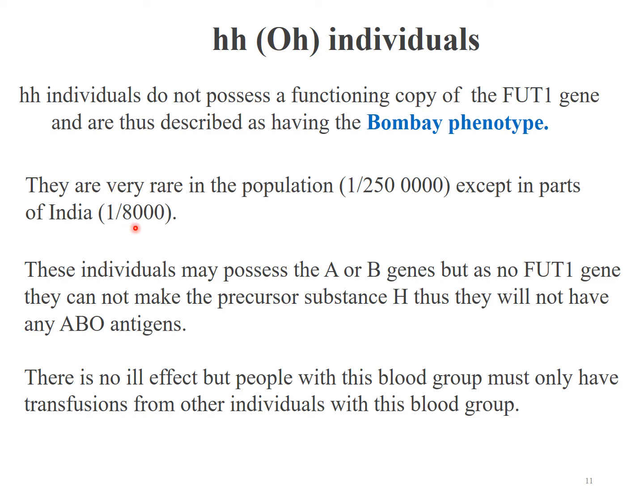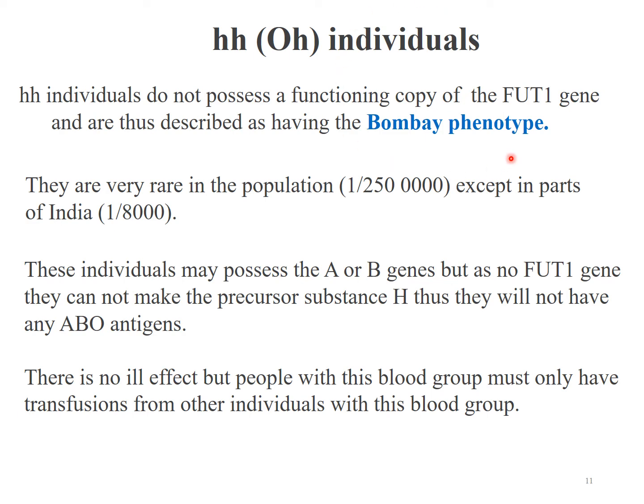Because these people do not have antigen H due to the lack of this enzyme, they cannot make antigen H. And subsequently, they can't make antigen A or antigen B either, although these individuals might possess the gene to make blood type A or blood type B. So there are no negative effects with these people, but for blood transfusion, they might have trouble looking for individuals with the same Bombay phenotype.